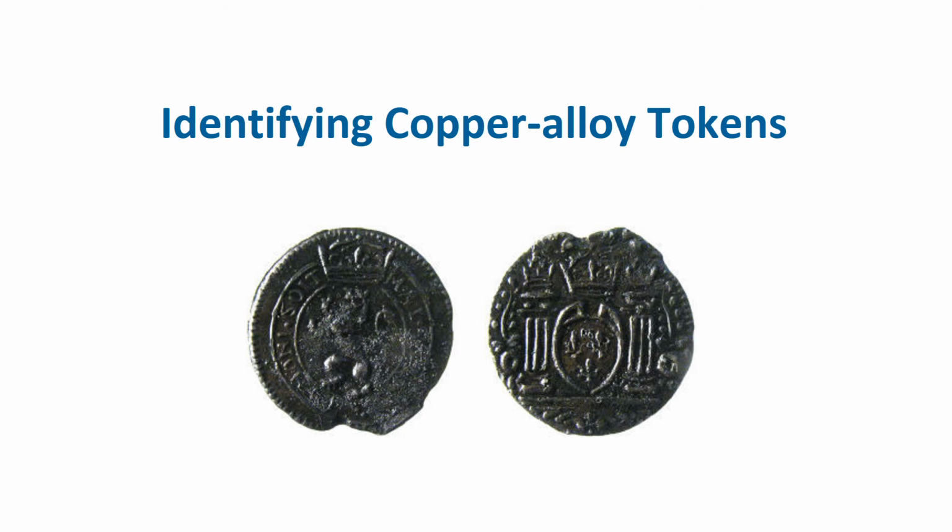Now let's turn to copper alloy tokens. If we think back to our timeline, we have tokens in copper alloys really coming in the 17th century, with some antecedents in the later 16th century. In terms of what we record on the database, we are mainly focused on the trade token phenomenon of the mid to late 17th century, rather than later tokens.